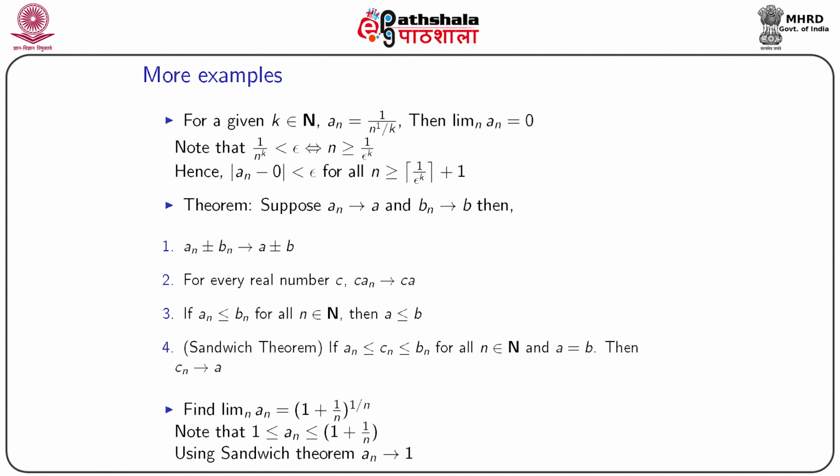Now one application of the sandwich theorem we can see by this example. Suppose you are asked to find the limit of a sequence where an is 1 plus 1 over n, to the power 1 over n. Now I can write (1 plus 1 over n) to the power 1 over n as greater than or equal to 1, because we are adding some positive quantity to 1, and it is obviously less than or equal to 1 plus 1 over n. The left one, that is 1, is a constant sequence, so even if I take the limit it will be 1, and the right one is 1 plus 1 over n. As I take the limit n tends to infinity, 1 over n tends to 0, so the right one also converges to 1. So using the sandwich theorem I can say that an converges to 1.